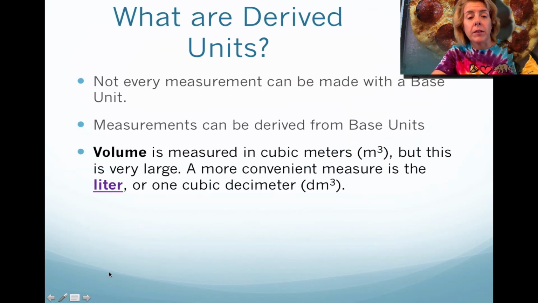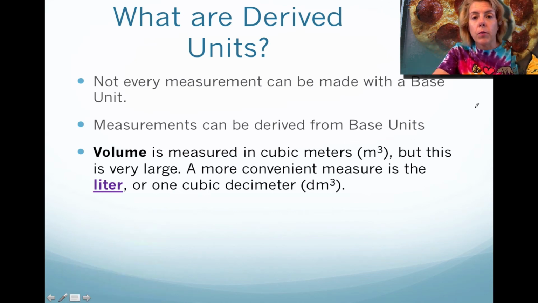Okay, we have derived units. Derived units actually use base units. So you might ask yourself, what is a base unit? A base unit is anything that can be measured on its own. You don't need to multiply or divide to get that unit. Volume, you actually have to multiply length three times. So notice that volume is cubed meters. We typically deal in milliliters. You could talk about a decimeter. So notice that volume is a derived unit.